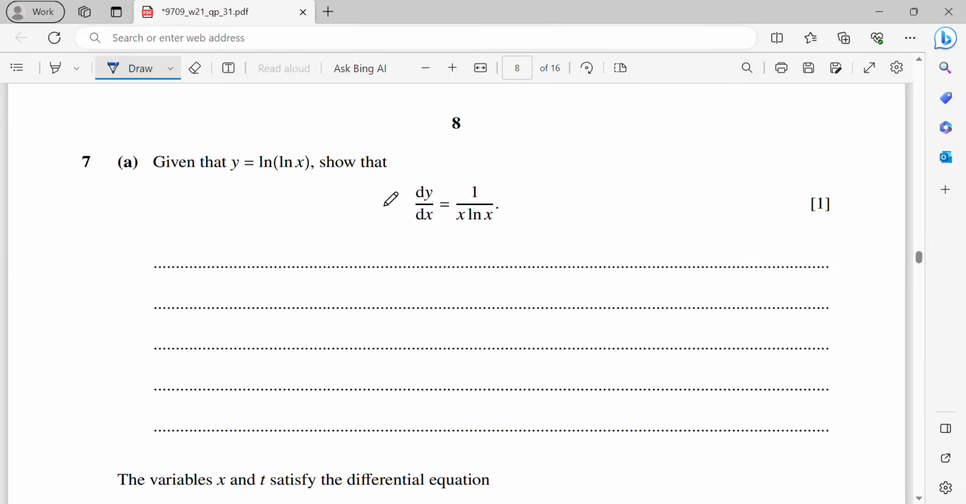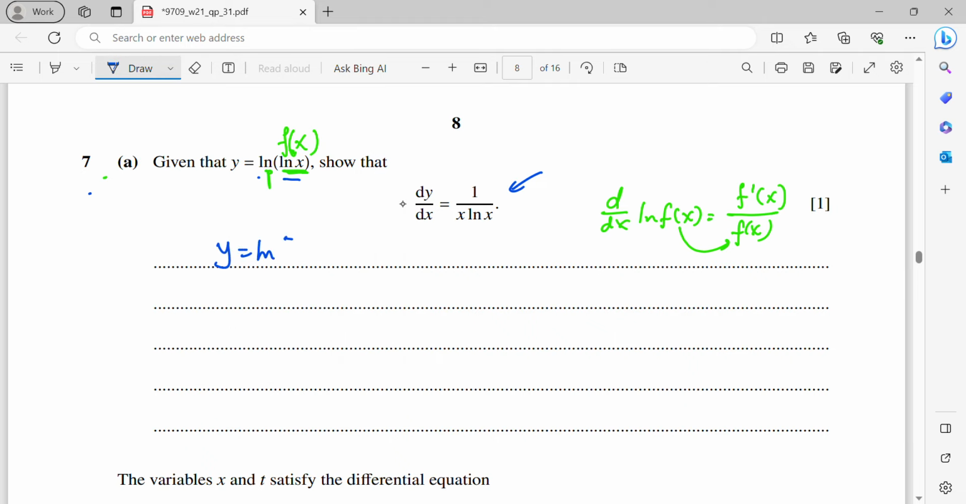Okay, now for question number 7. Given that y equals to ln of ln x, show this dy dx. Right, so now refer to the formula. Differentiate ln fx. It will be over fx. Whatever after the ln, you just write in the denominator. Then the numerator is the differentiation of the denominator, which is the f prime x. Now, this is the function after the ln. That means this is going to be my fx now.